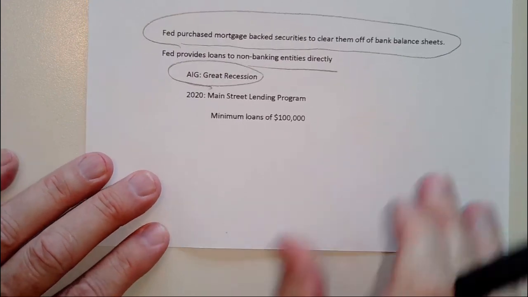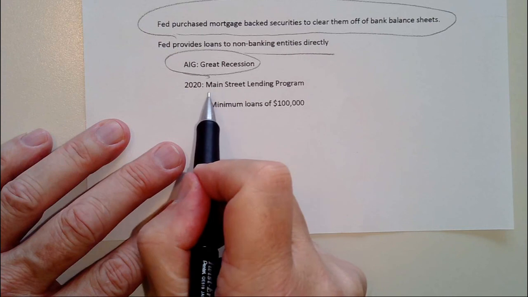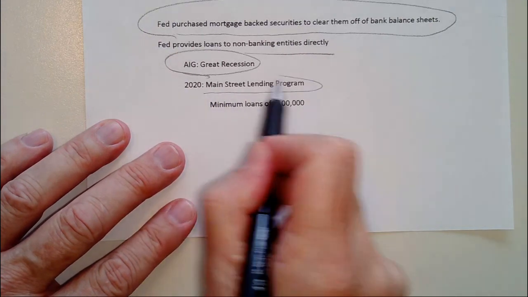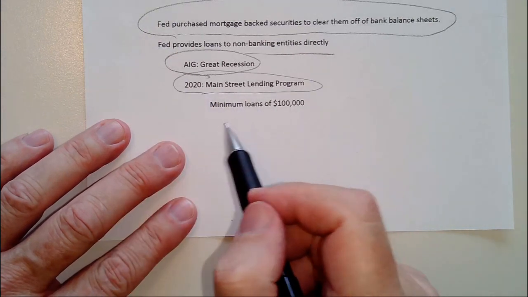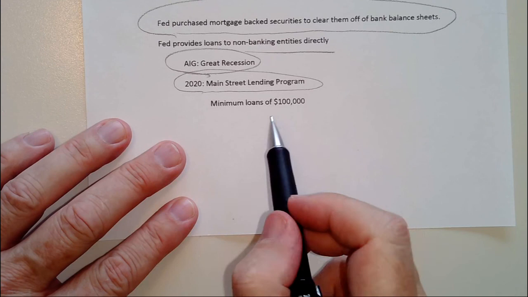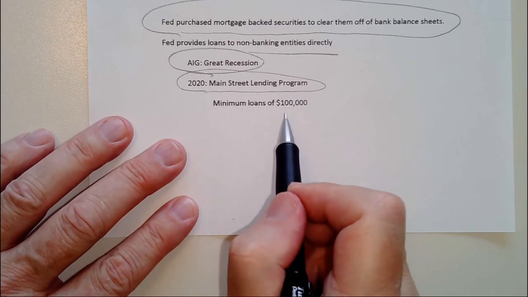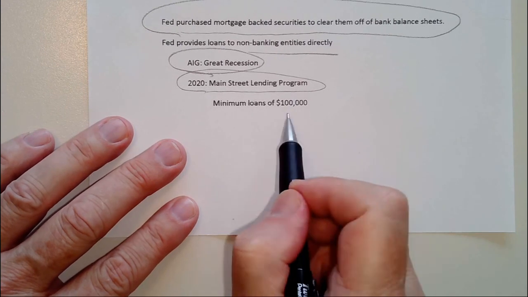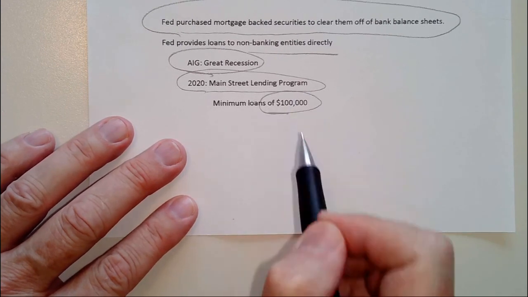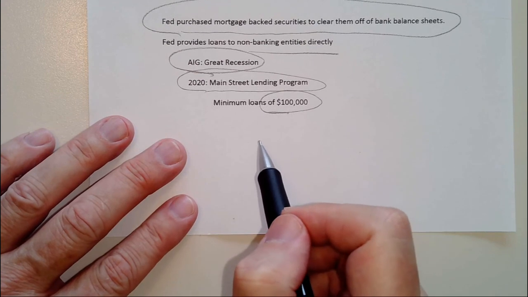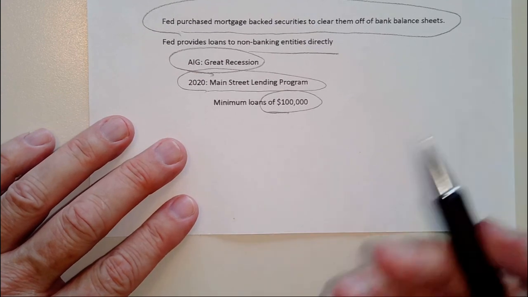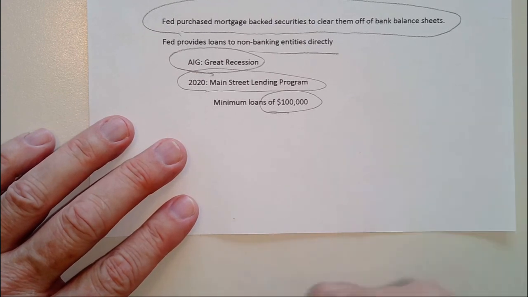And then recently they started a Main Street lending program just with the coronavirus. They actually started this in May. It got off to a slow start. They first had minimum loans of $250,000, and now they dropped that, I think in October of 2020, down to $100,000. Designed to get money into Main Street, to get money into retailers, to get money into non-banking firms.